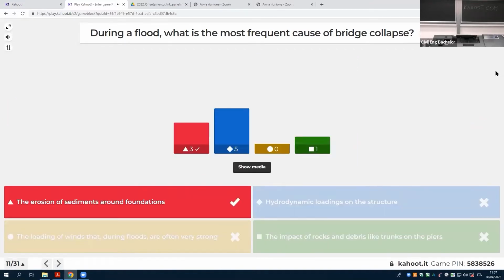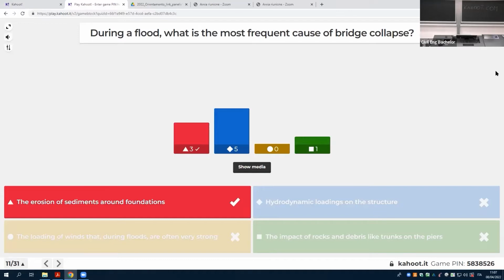Correct answer was the erosion of sediments around the foundations. Most of you thought it was the hydrodynamic loadings on the structure. When we deal with civil engineering, we deal with non-trivial problems. We deal with interconnected actions between the structure and the environment, like in this case. What happens during floods is that the water flows around the piers.